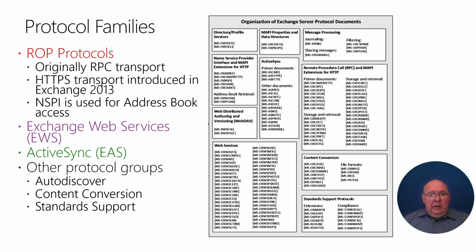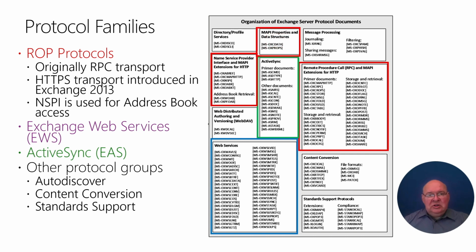And the picture on the right is from MSOX Proto. There are several protocol families defined there, ROP protocols. Originally it's RPC transport. And I will talk about this in more details. We have Exchange Active Sync. We have Exchange Web Services. And we have other protocols, name service provider, MAPI properties, and so on.